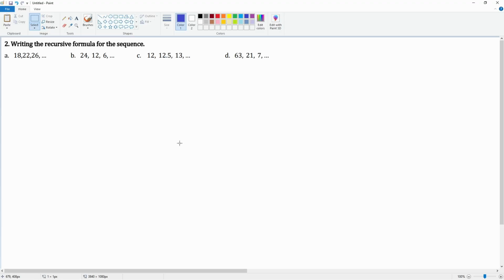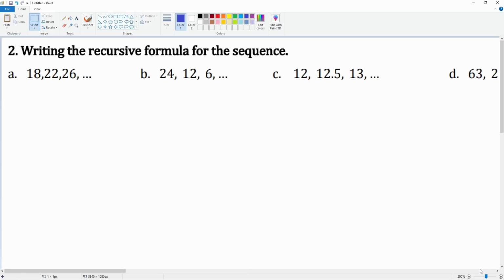Number 2, we're going to write the recursive formula for the sequence. Just to remind you what the recursive formula is: it uses the previous term, which is the an minus 1. This means previous term. Okay, that's what you're going to use. There's two types, the geometric and the arithmetic. So let's do A here.